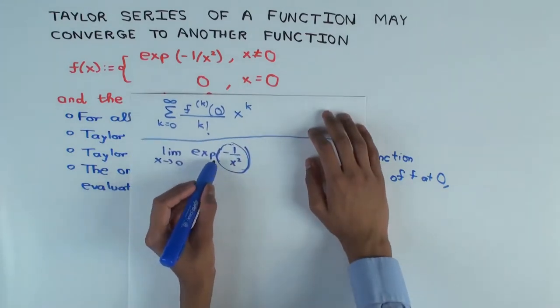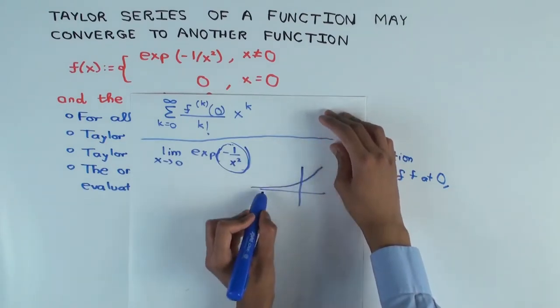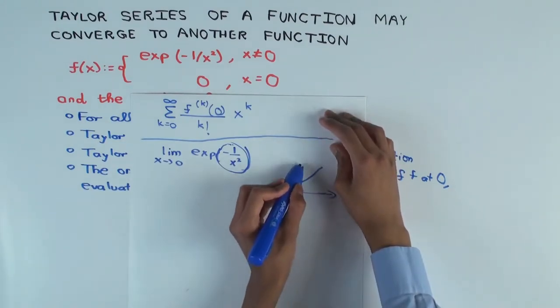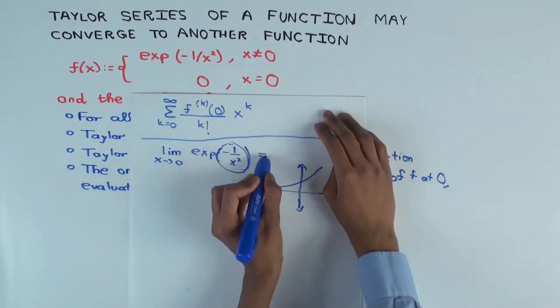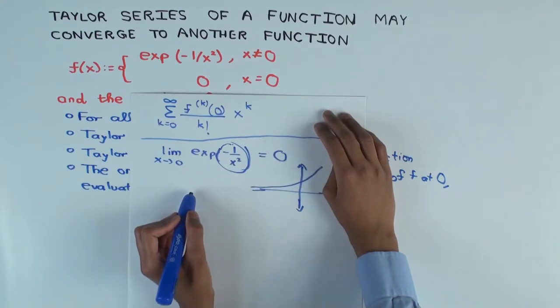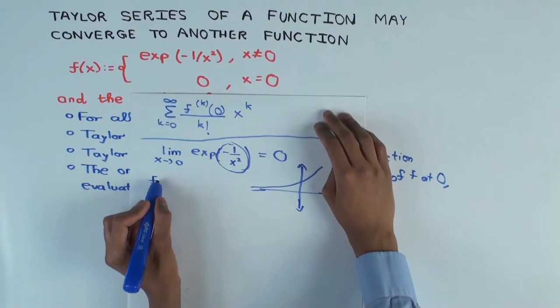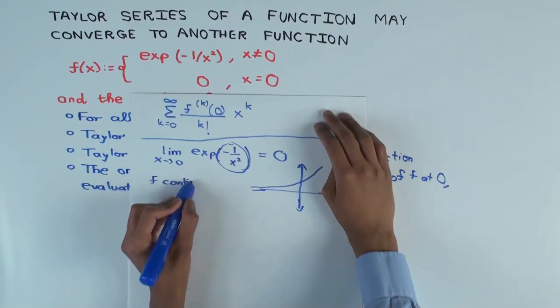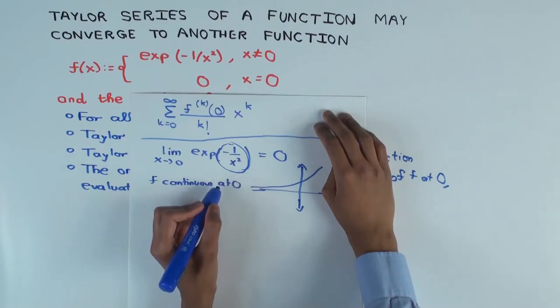And what's the exponential of something approaching negative infinity? Here's a graph of the exponential function. What's the exponential of something approaching negative infinity? 0. So it approaches 0, and so this limit is 0. Okay, so good. So it's continuous. That's a start. We are in fact claiming it's infinitely differentiable at 0, and all the derivative values at 0 are 0.